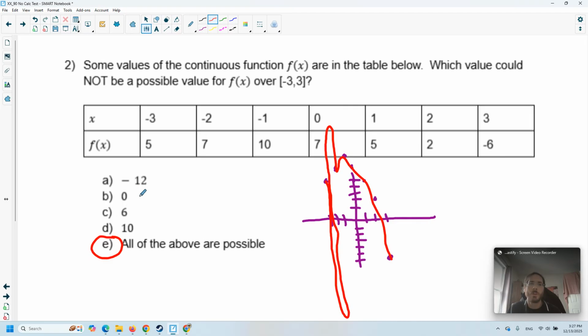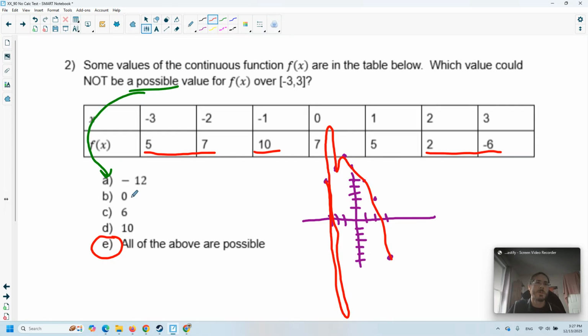But we must go through 10, because we're already at 10. We must go through 0, because we have to go from 2 to negative 6. We must hit 6, because we have to go from 5 to 7. And we don't have to hit negative 12, but we could. Negative 12 is possible. So for possible, this one's okay.